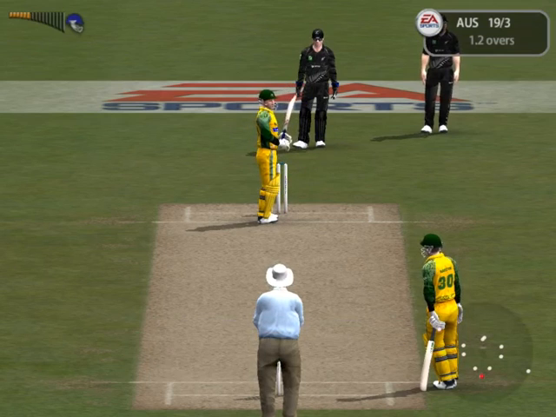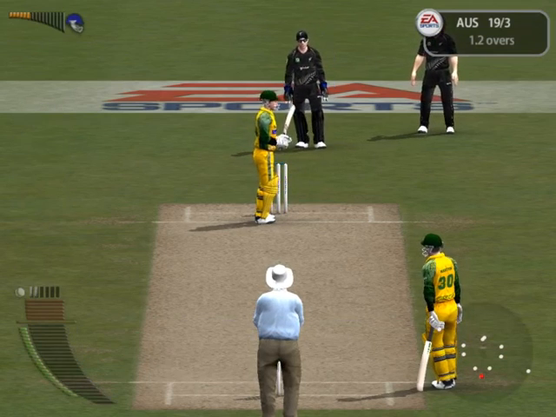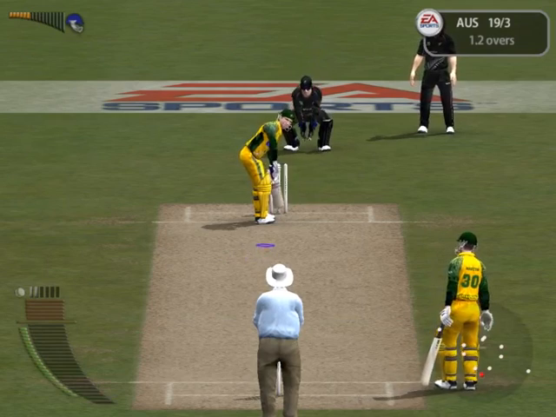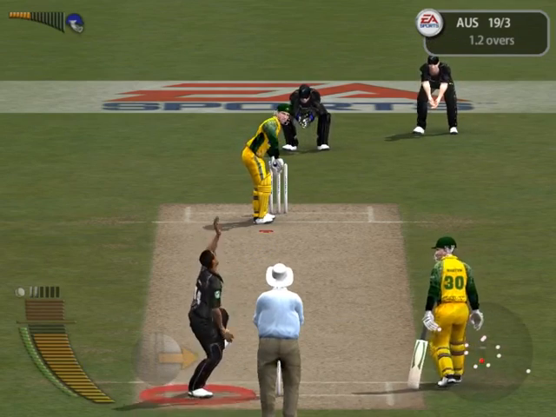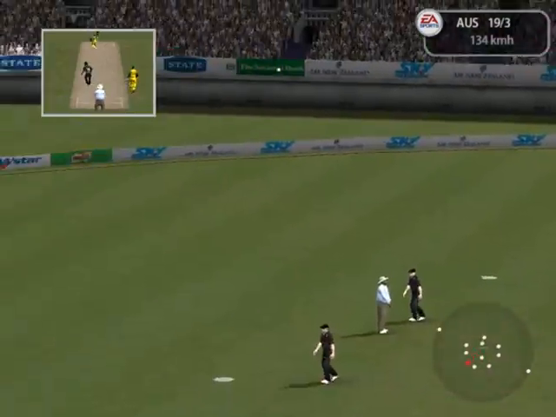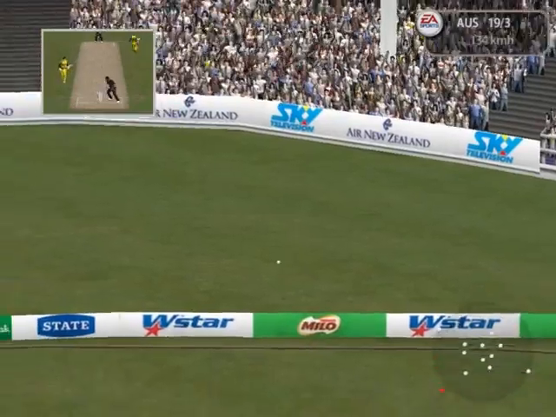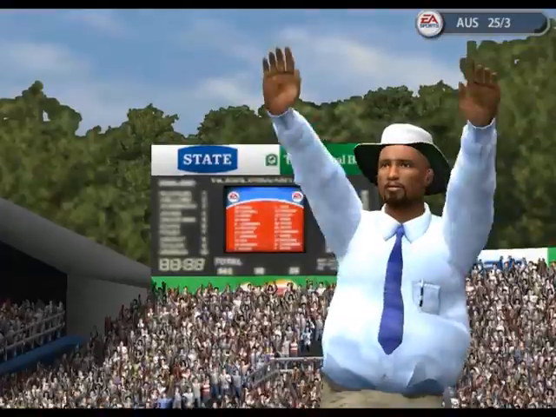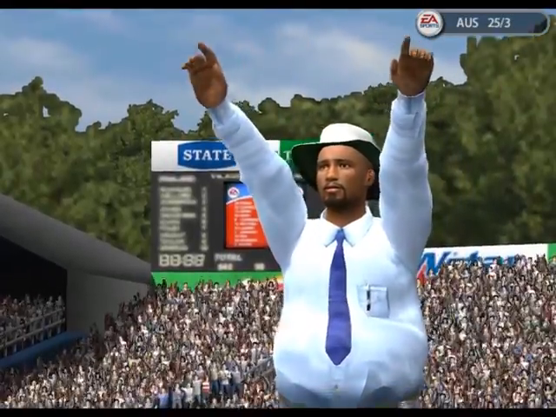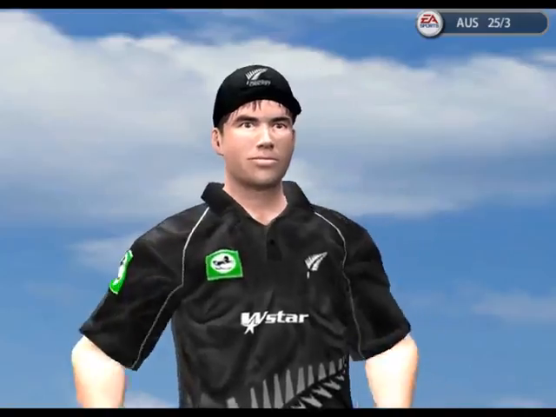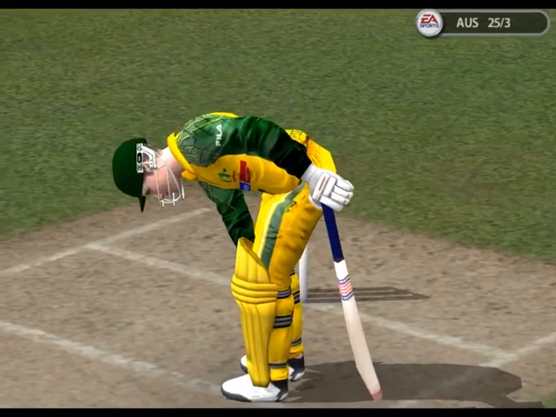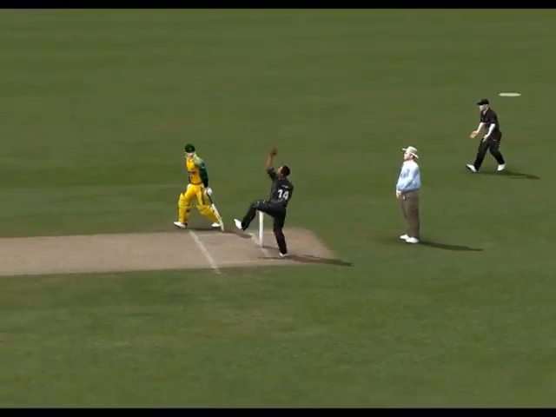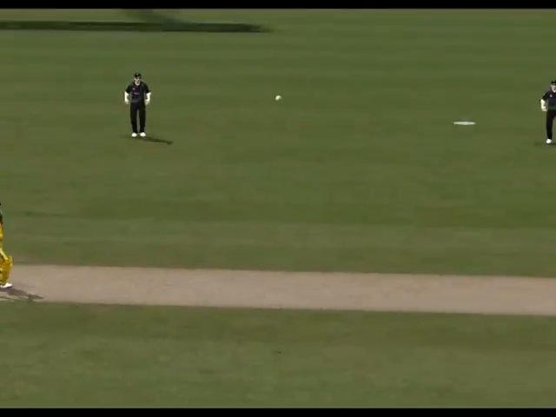Kadich waiting at the striker's end. Astol is after that one. That's found the gap in the field. That's over the rope. 6 runs off Tuffy. Another one of those, and this bowler could be out of the attack. Let's take a look at that in slow motion.